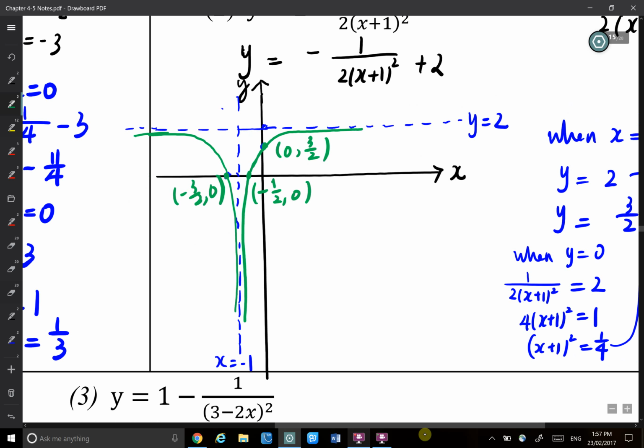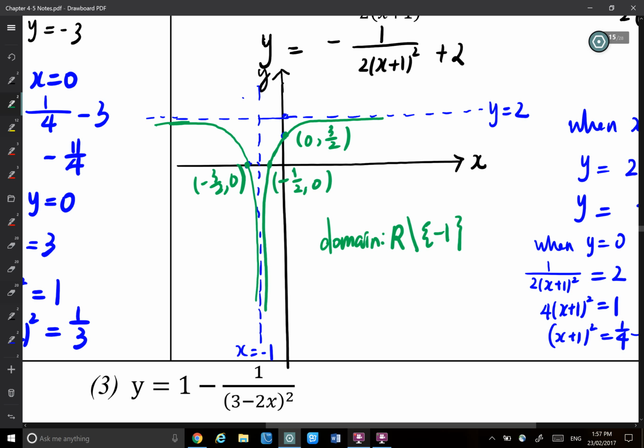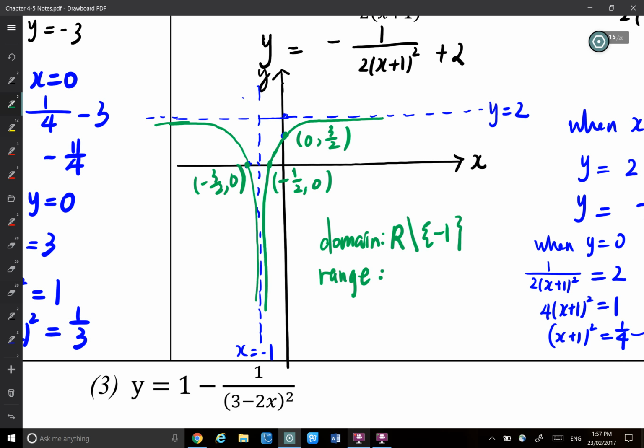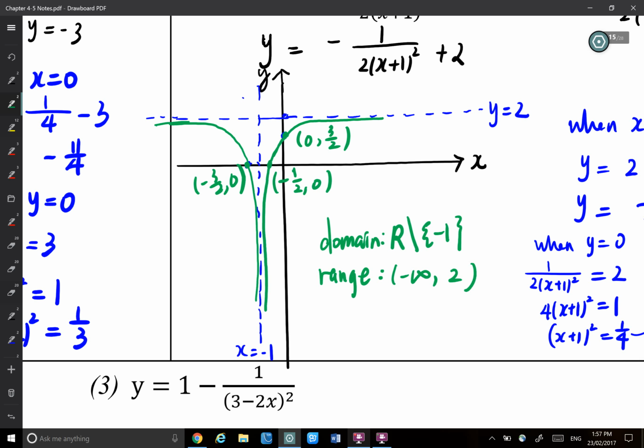Let's talk about the domain. The domain will be R except minus 1. We can't take x equals negative 1. And what is the range? The range will be everything below the asymptote. The asymptote is 2, so that's the highest point you can get. Negative infinity to 2.